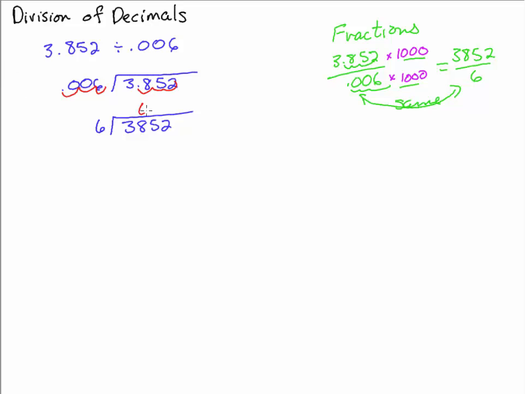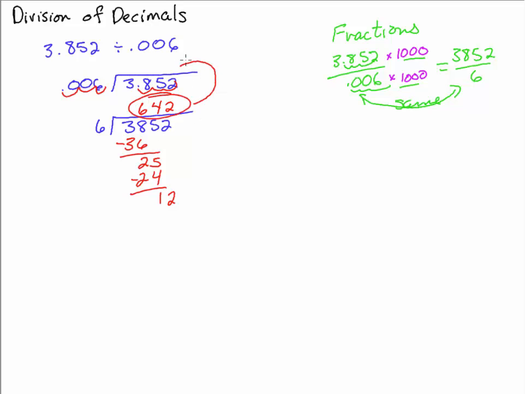6 goes into 38 6 times. 6 times 6 is 36. Subtract, 2, bring down the 5. 6 goes into 25 4 times. 4 times 6 is 24. Subtract, 1. There's a 2 that pops down there. And 6 goes into 12 twice. There we go. 642 is the answer.